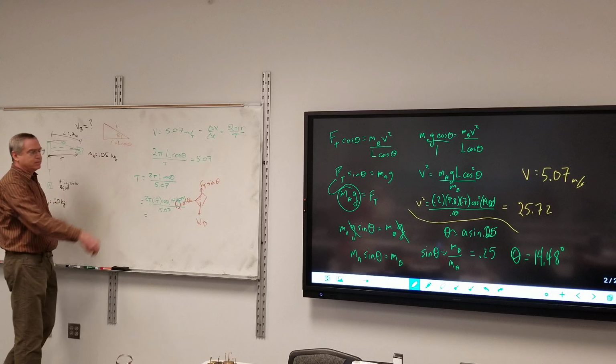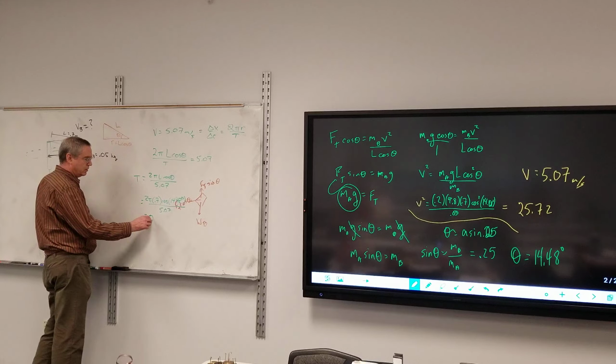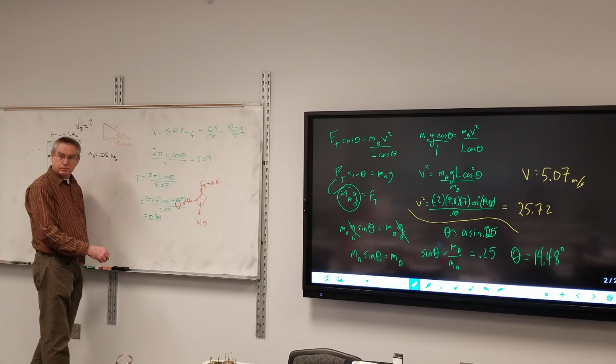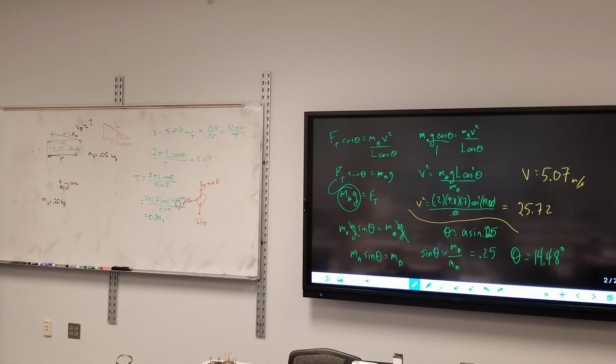All right, so what does this end up being? I think you're right. 0.84 seconds. All right. So all we did was just plug in r, which we found with L cosine theta, and then just change the equation around so we can find T.